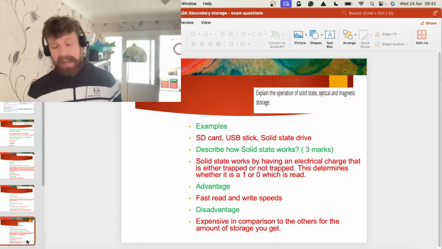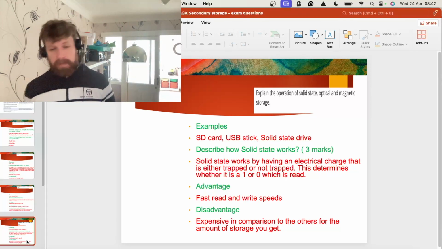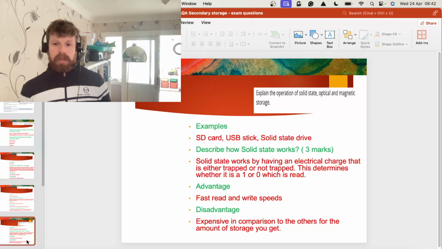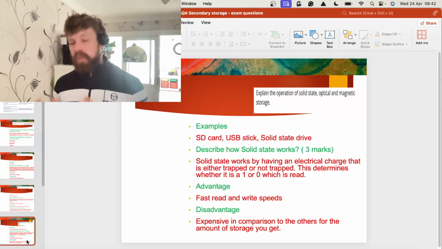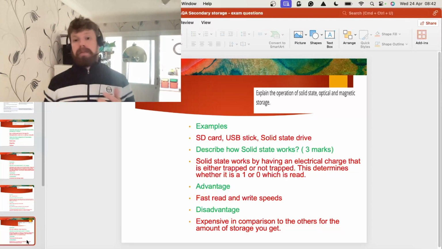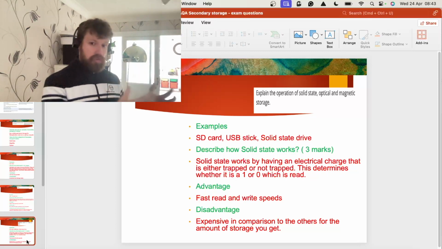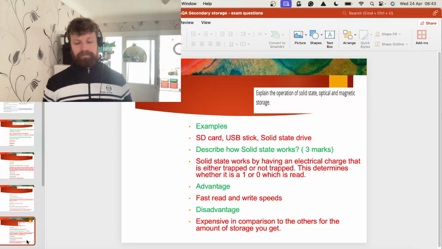It works by having an electrical charge that runs through the devices, which are either trapped or not trapped, the electrical charges, that is. This determines whether it is a 1 or a 0, which is read. So you've always got to relate it back to how computers are underpinned by 1s and 0s. That's how data is stored. So as long as you've got the information about whether it's trapped or not trapped, and that determines whether it's a 1 or a 0, then you're fine.